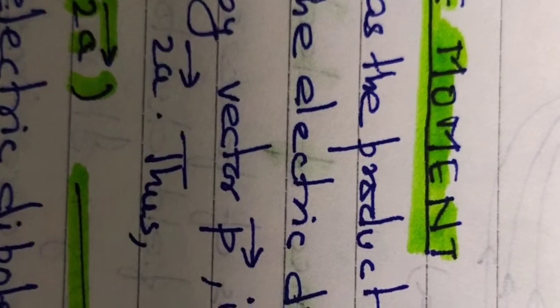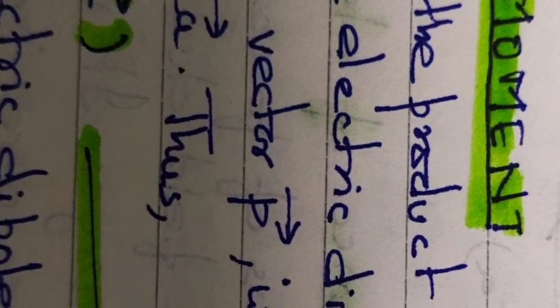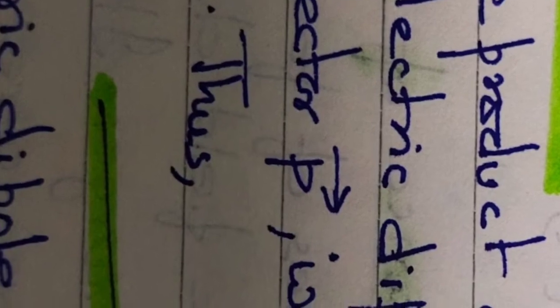Now, electric dipole moment. It is defined as the product of either charge and the length of the electric dipole. It is denoted by vector small p, which has the same direction as that of 2a. Thus, p equals q into 2a, which is the 17th equation. The unit of electric dipole moment is coulomb meter.